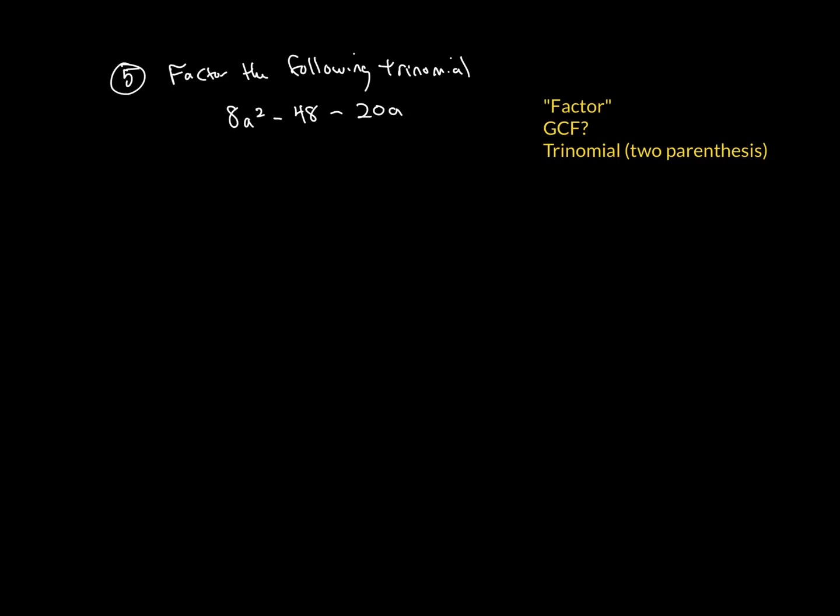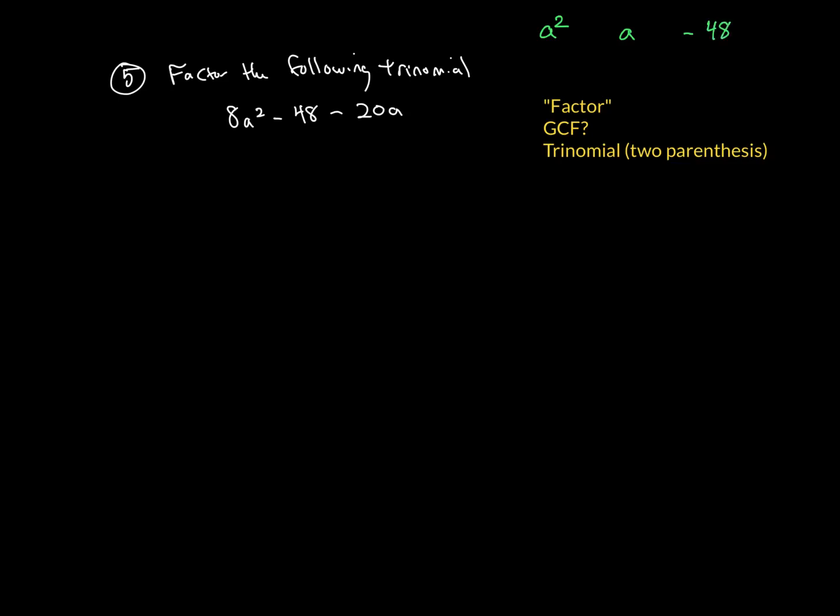Number 5, factor the following trinomial. We've got 8a squared minus 48 minus 20a. And I just want to mention again, same thing that happened on the last problem, these are sort of out of order. When you're factoring a trinomial, you typically want the squared term first, maybe the a term second, and then the constant last, not the 20a. The constant in this case would be the 48.